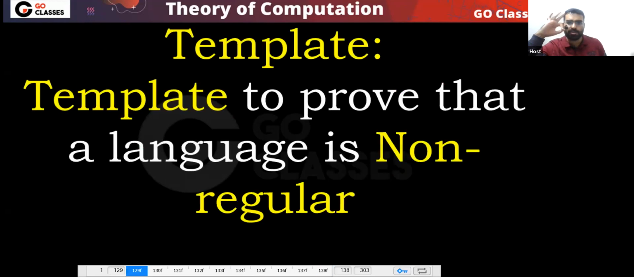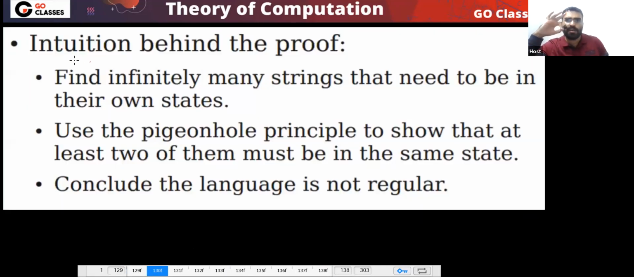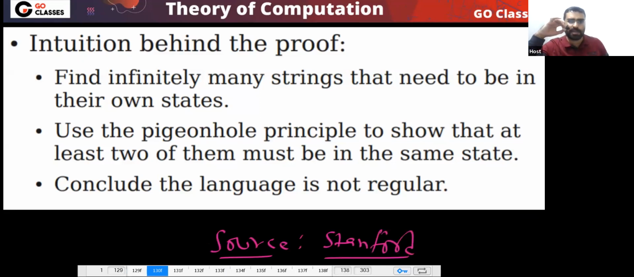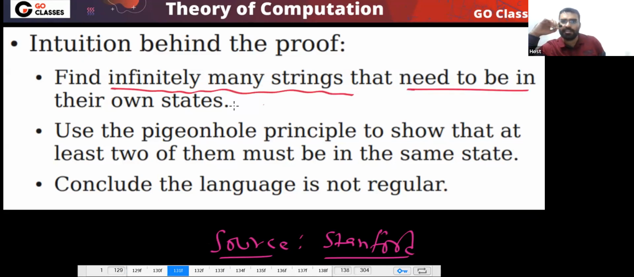Let me come back to the template. What is the template that we have done? The template to prove that a language is non-regular. This is from Stanford. Okay, so what is the template? Find infinitely many strings that need to go to their own state. An infinite number of strings for which you can guarantee that no two of them can go to the same state, meaning all of them will go to different states.